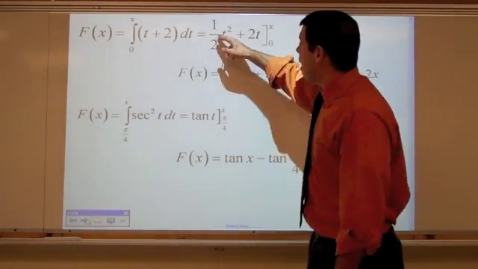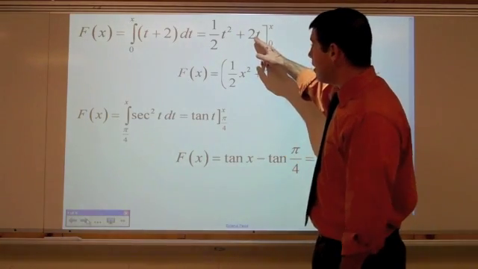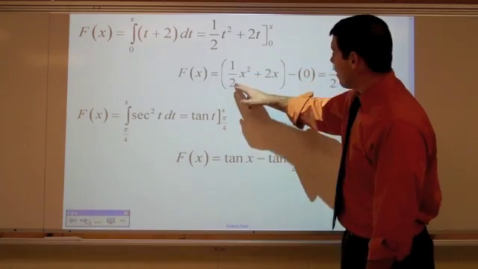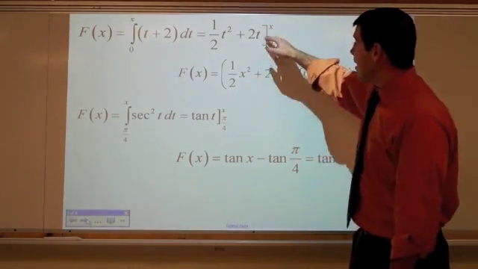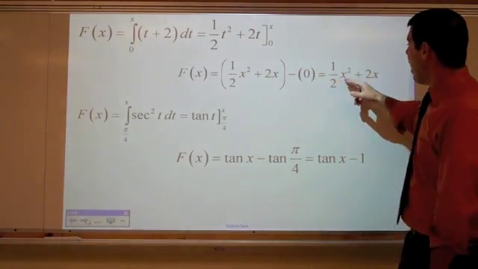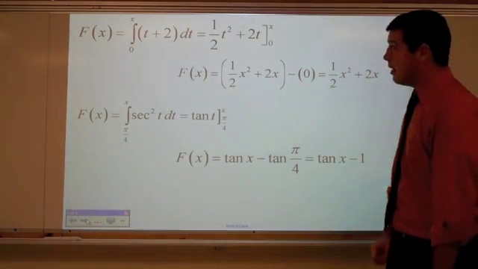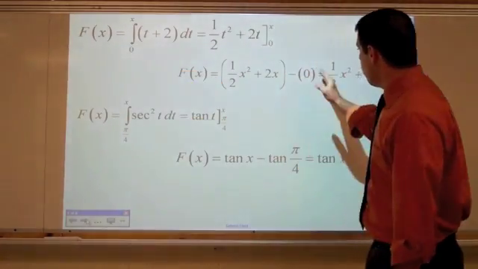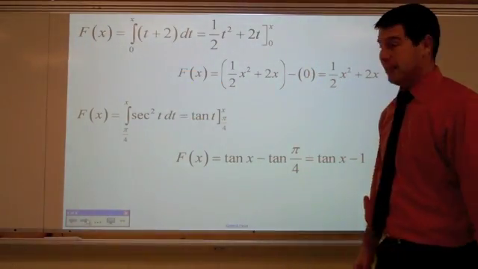So you antiderive: 1 half t squared plus 2t from 0 to x. So you plug in x, 1 half x squared plus 2x, minus plug in 0, you get 0. So capital F of x equals 1 half x squared plus 2x. Find the area under the curve of t plus 2 between 0 and x. Do 1 half times x squared plus 2x.